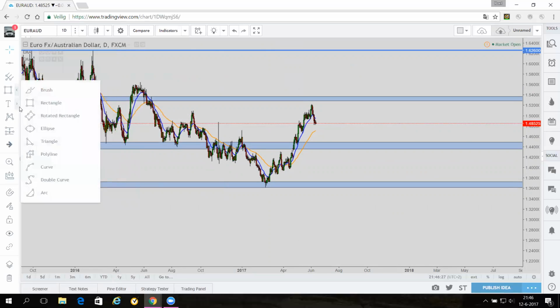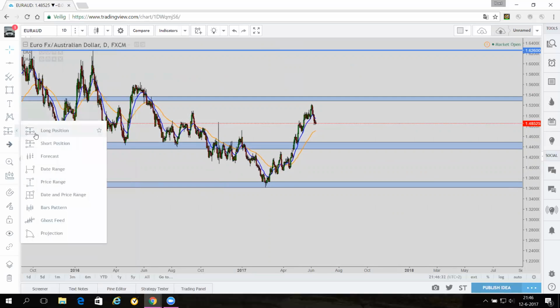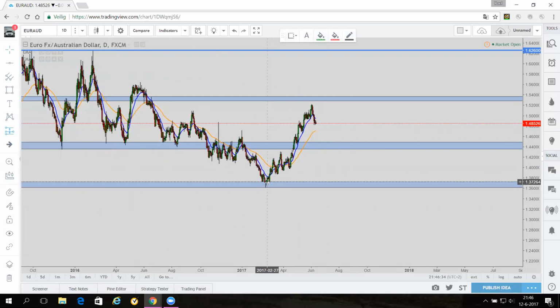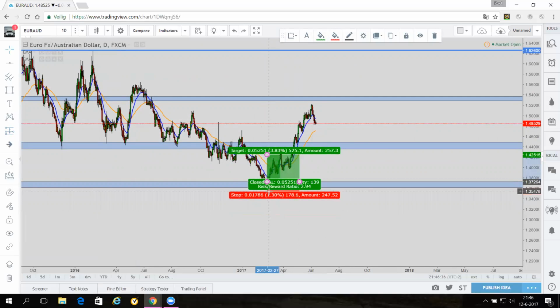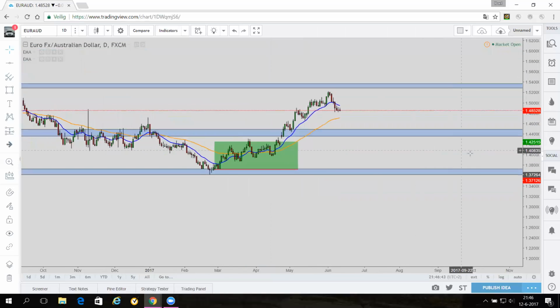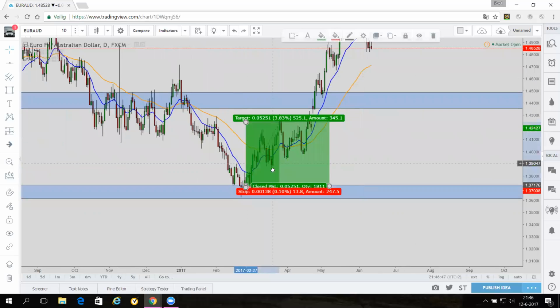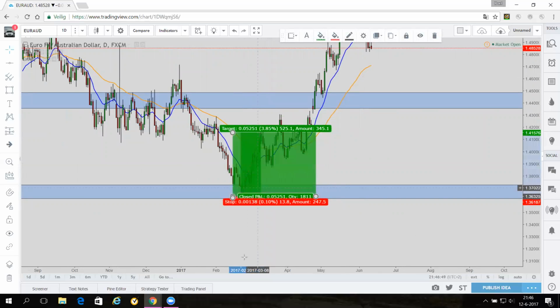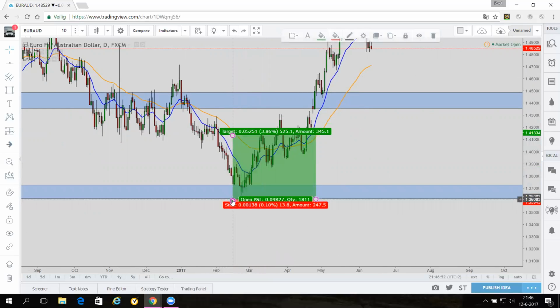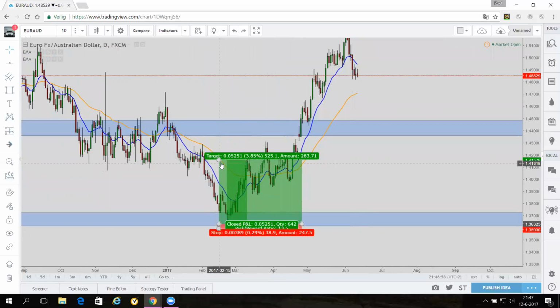Where is it at? 1 second. Oh wait, here it is. So let's say you entered right here. You could have had your stop loss around here. Wait, give me a second. Let's say you entered at the bottom of the support. You could have had your, 1 sec. Could have had your stop loss right there, and look at your take profit.